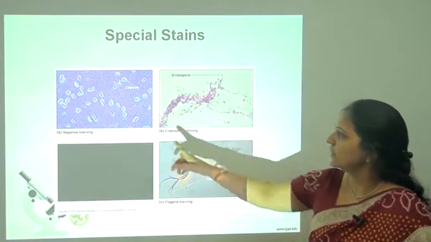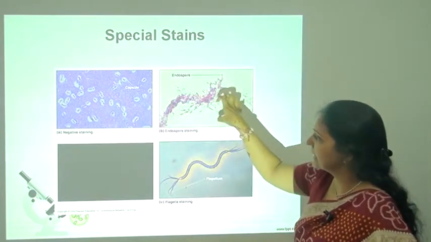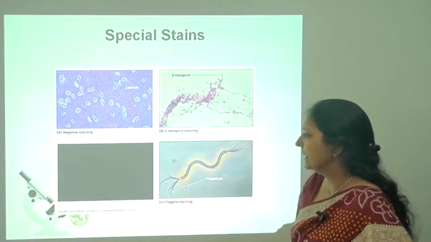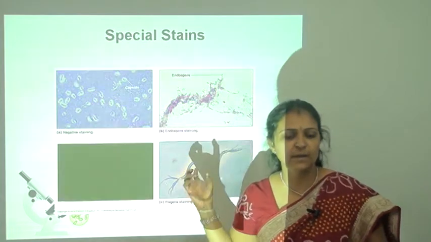These are images of the negative staining. This is an image of the endospore staining, where we can see the endospores produced by the bacteria. These are flagella staining, by which we can study the flagella structure of the bacteria.